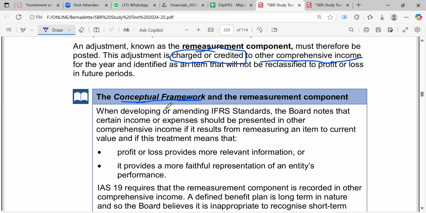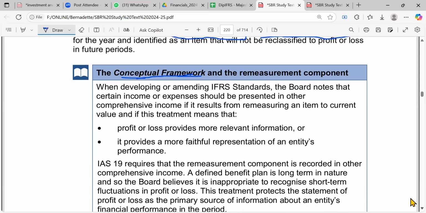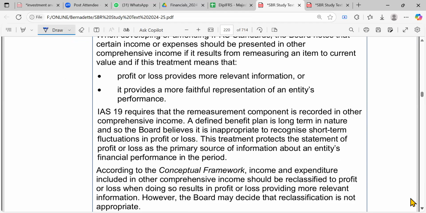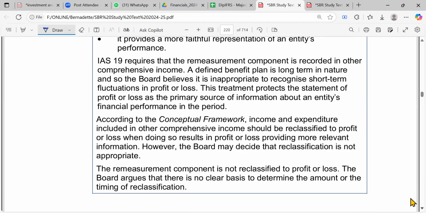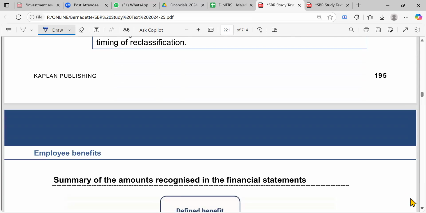When developing or amending the IFRS, the board, by which we mean the International Accounting Standards Board, notes that certain expenses should be presented in other comprehensive income if they result from remeasuring an item to current value, or if the statement means that profit or loss provides this. Simply speaking, it doesn't matter on our side. As long as the standard says this, then that should be done, right?